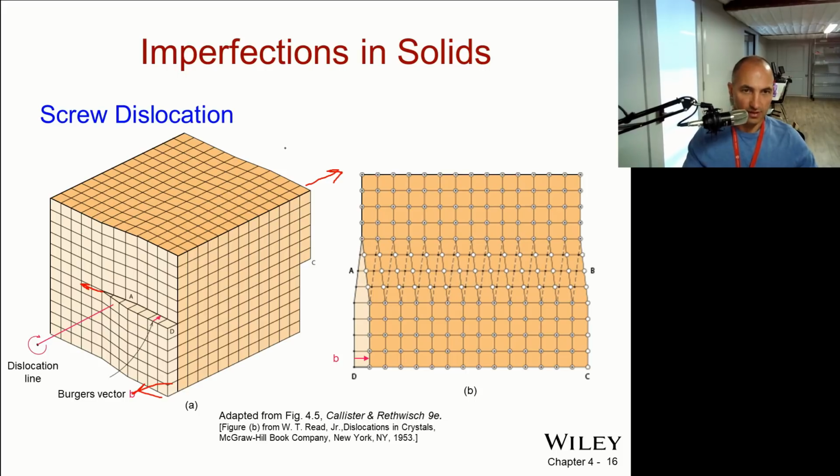And notice here where the Burgers vector is parallel to the dislocation line. Put it in a slightly different color here. So dislocation line here and Burgers vector here, so these are parallel.